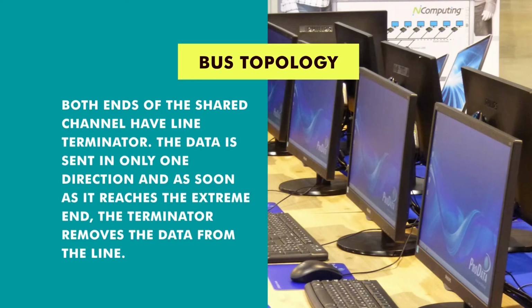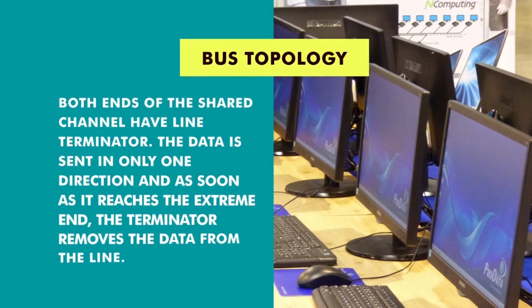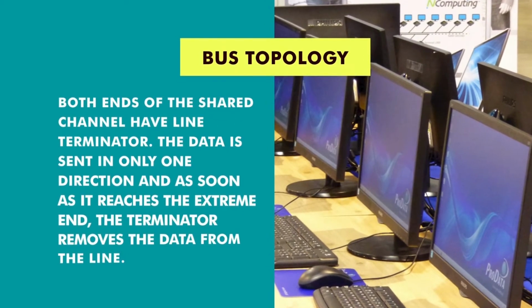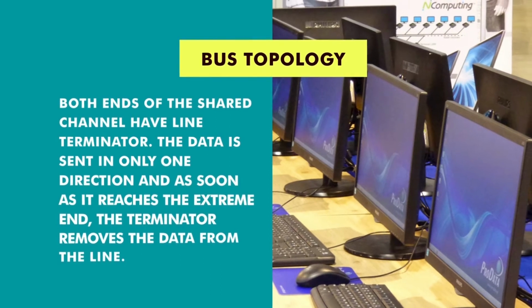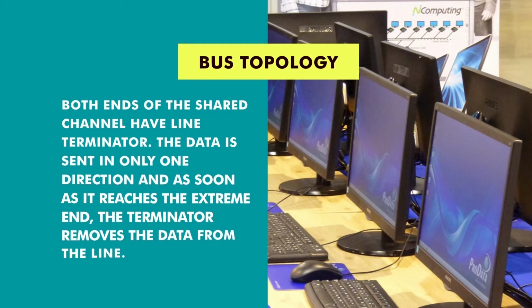Both ends of the shared channel have line terminators. The data is sent in only one direction, and as soon as it reaches the extreme end, the terminator removes the data from the line.